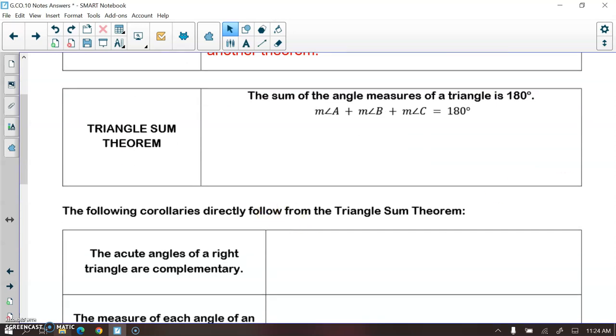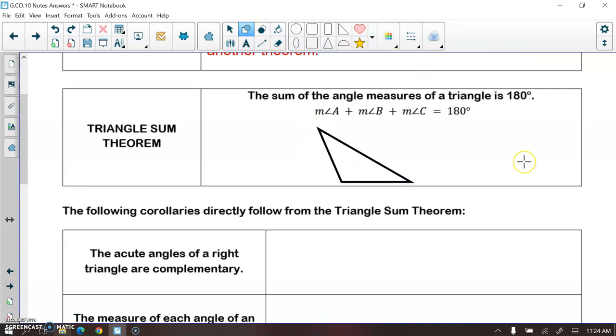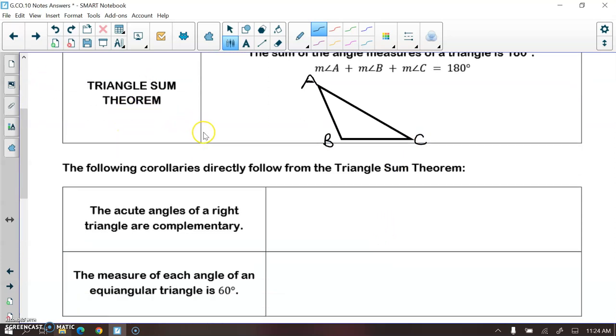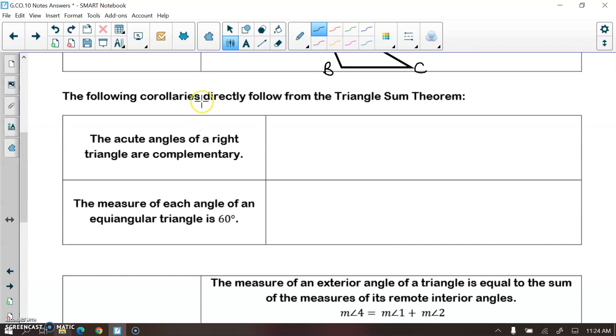So the Triangle Sum Theorem states that the sum of the angle measures of a triangle is 180 degrees. So if I have a triangle, the measure of angle A plus the measure of angle B plus the measure of angle C would equal 180 degrees. That is a theorem, and we will be proving that. Now, the following corollaries directly follow from the Triangle Sum Theorem. So what that means is it would use the Triangle Sum Theorem within its proof.